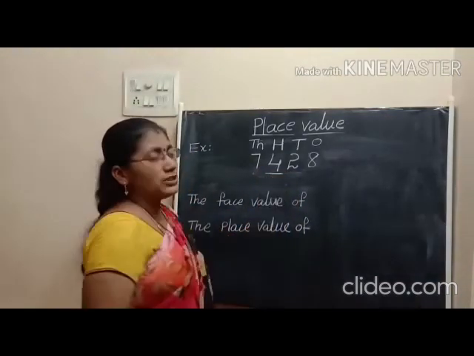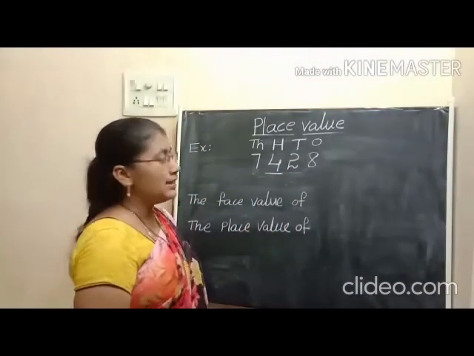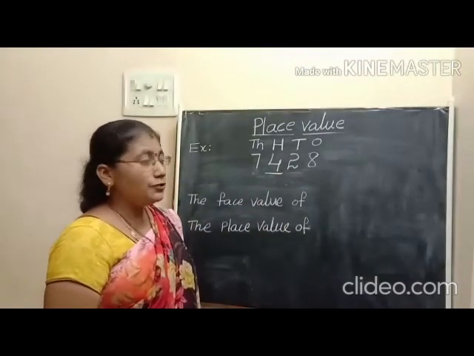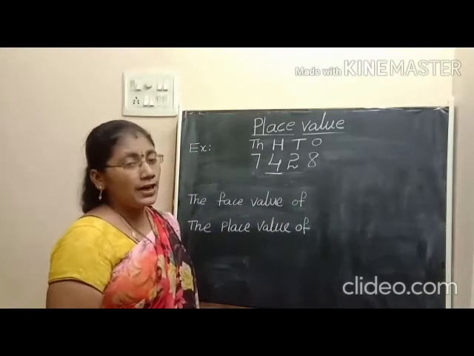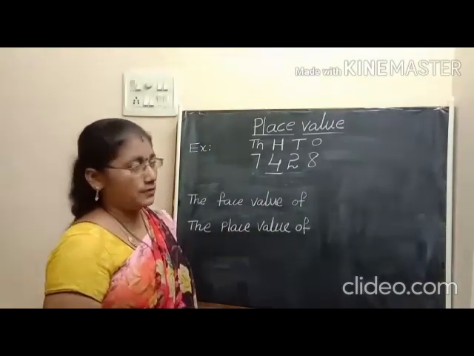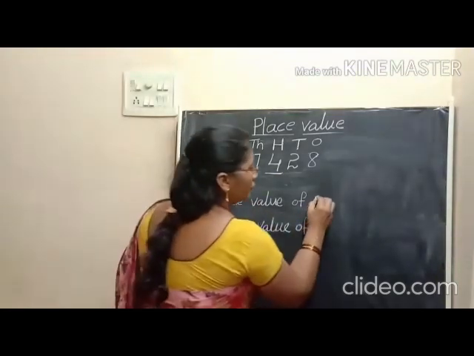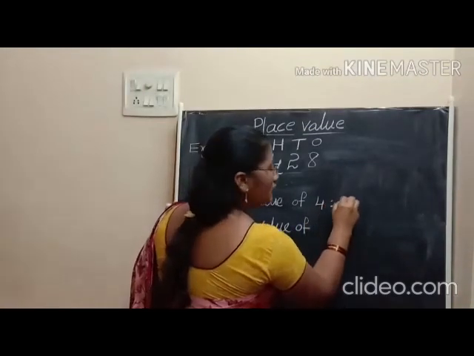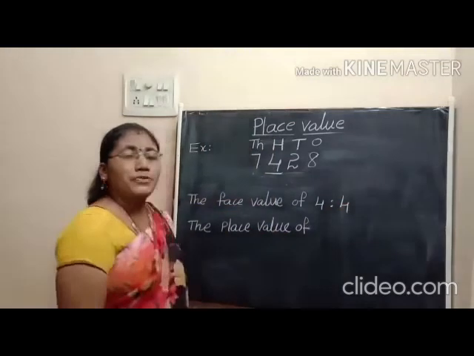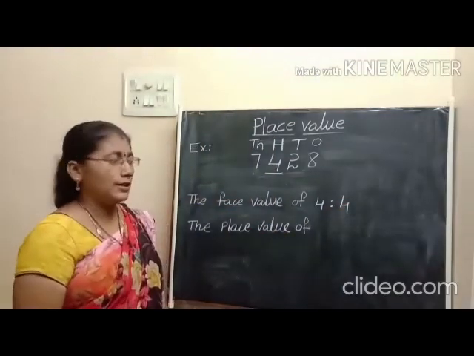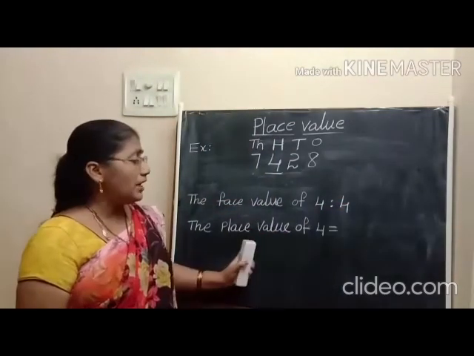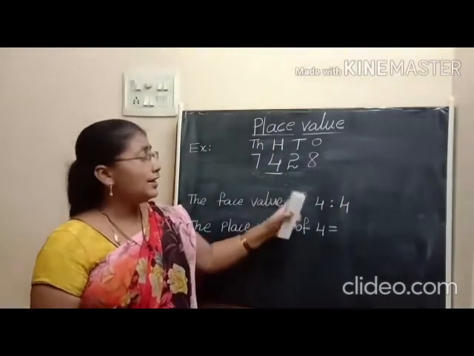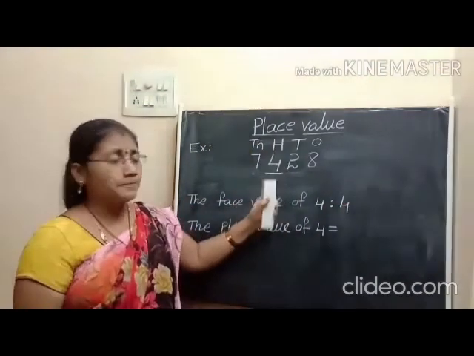4 is in which place? It is in hundreds place. To get place value of 4, first we should write face value of 4. What is the face value of 4? Face value of 4 is 4 only. Let us take place value of 4 by taking face value and place of the digit.